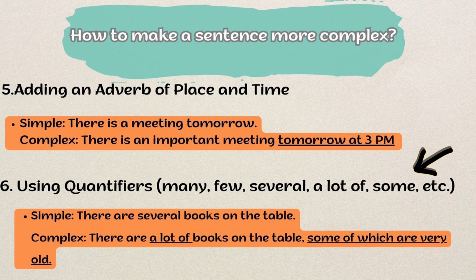Number 6, using quantifiers like many, few, several, a lot of, some. Here, of course, it is important to understand how to use them correctly. But I'm sure that many English learners know even the simplest of them. Let's look at these sentences. There are several books on the table. There are a lot of books on the table, some of which are very old. Three quantifiers are used here: several, a lot of, some of which.